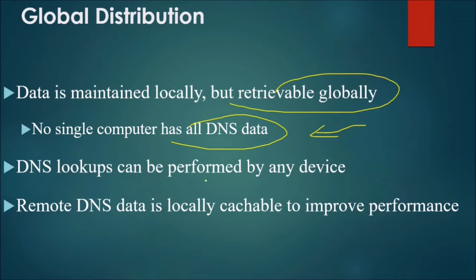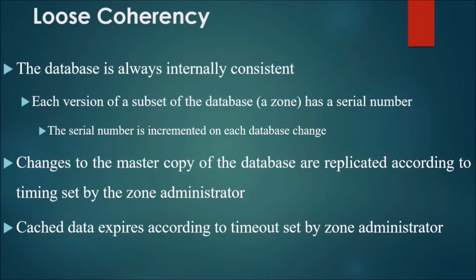DNS lookups can be performed by any device, and remote DNS data is locally cacheable to improve performance. Then there is coherency: the database is always internally consistent, meaning each version of a subset of the database has a serial number, and the serial number is incremented on each database change.